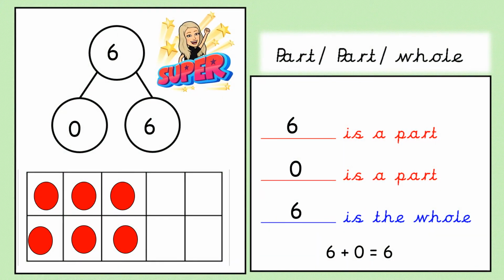Okay, let's have a look. So, what was my first part? Yeah, 6 is a part. What's the other part? 0. And the whole is 6. So our first number bond for 6 is 0 add 6 is equal to 6. And that's represented in the 10 frame. You can see straight away that there's 6 on this 10 frame because you're super subitizers. All right, are you ready for our next number bond?